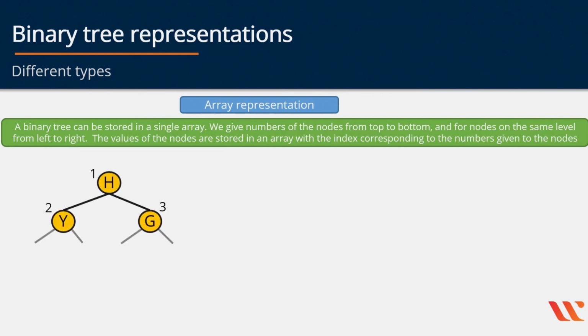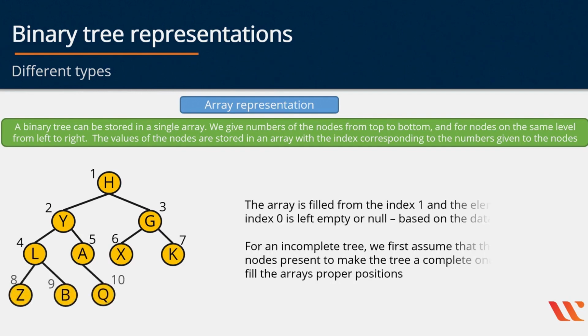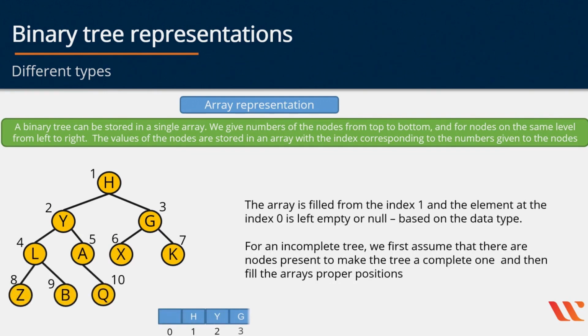Take a look at the binary tree which is currently being displayed. We store some letter values in the nodes. Above, we have the corresponding index in the array. Please look below to see how the array representation of the tree would look like in the memory. The array is filled from index 1, and the element at index 0 is left empty or null based on the data type. So now we have an empty space in 0, then we have h on index 1, y on index 2, g on index 3, etc.